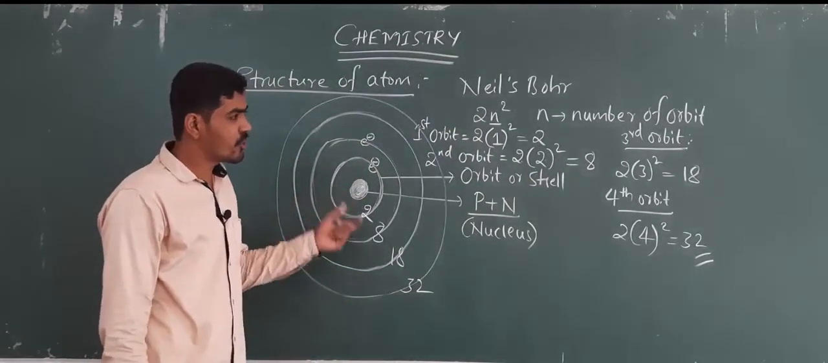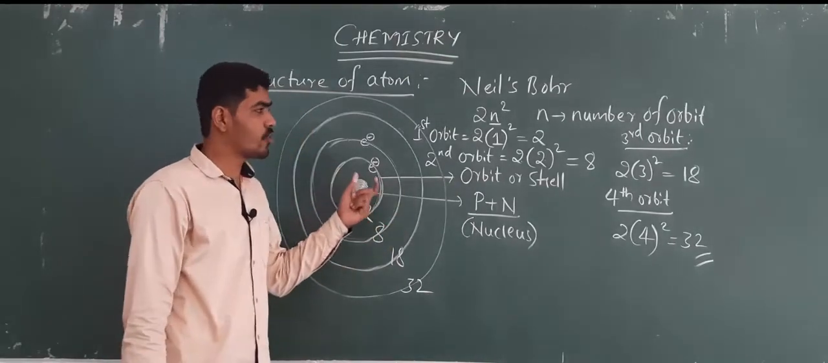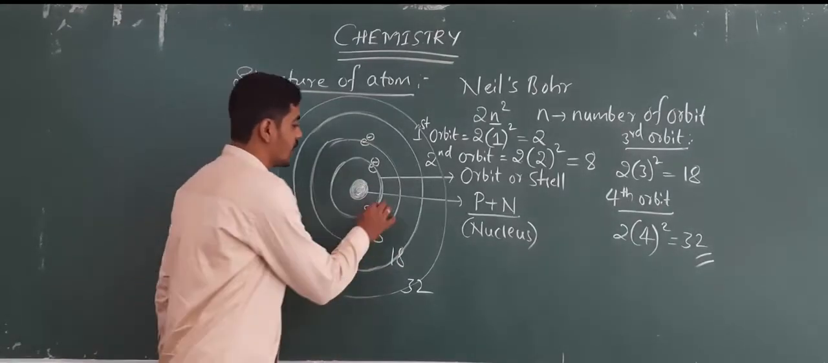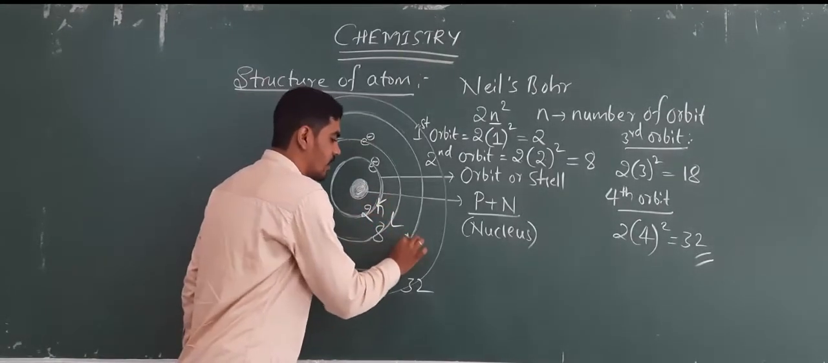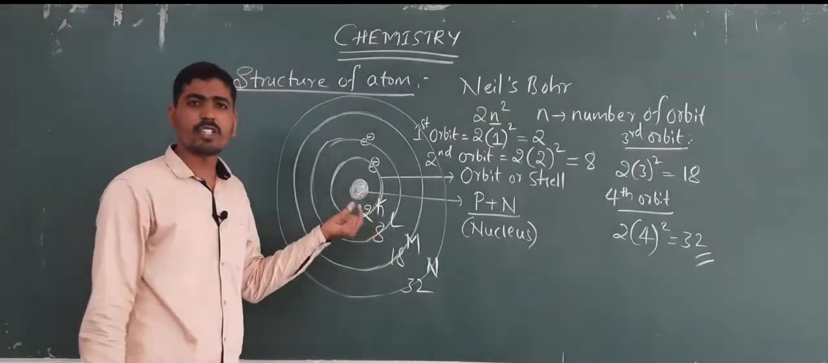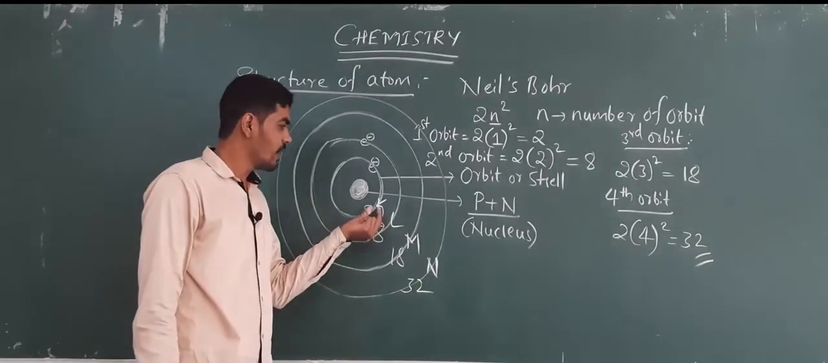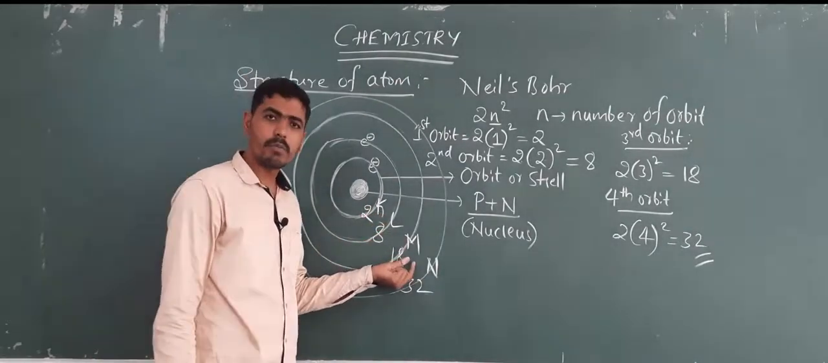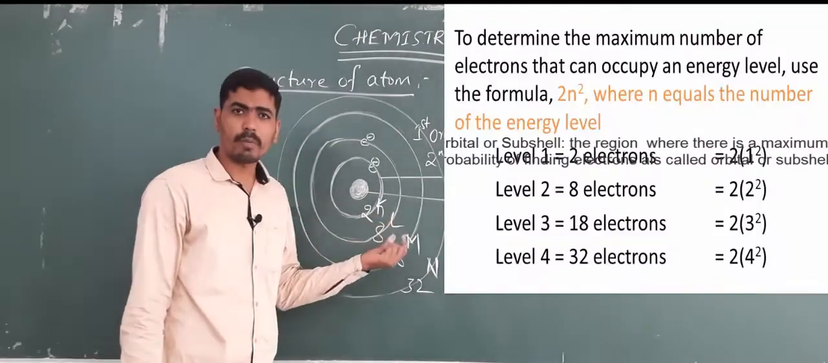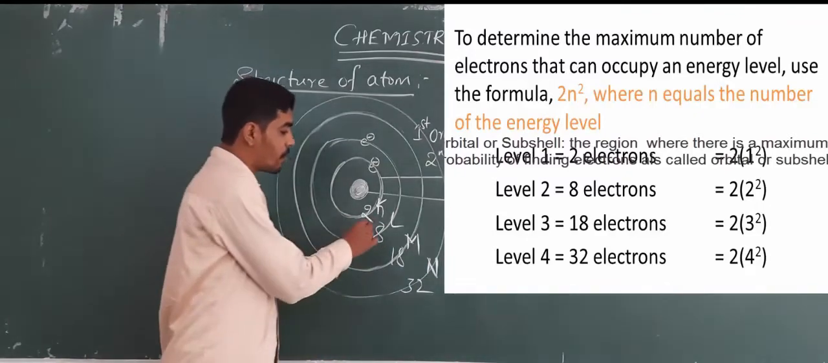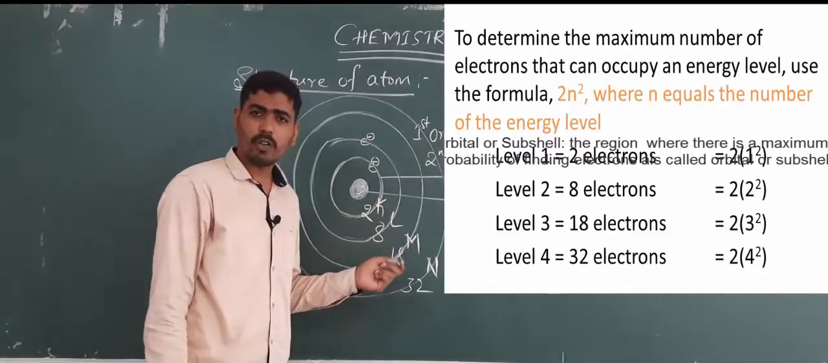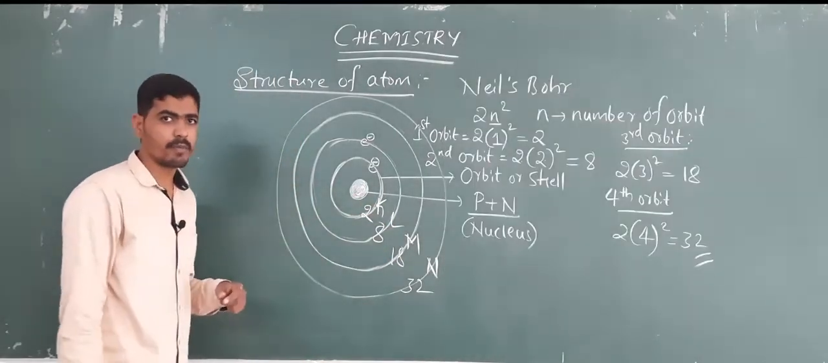And here, instead of saying first orbit, second orbit, third orbit, we will give them names: K, L, M, N, and so on. So we will call these shells by names, and those are the K shell, L shell, M shell and N shell. So this is how we name the orbits and calculate the number of electrons which revolve around the nucleus in a particular shell or orbit.